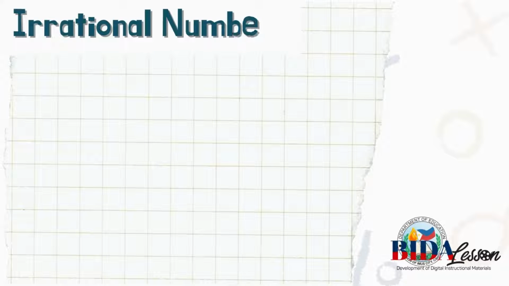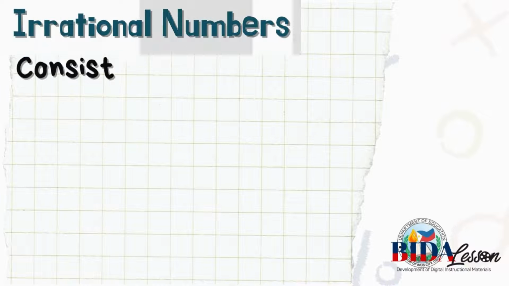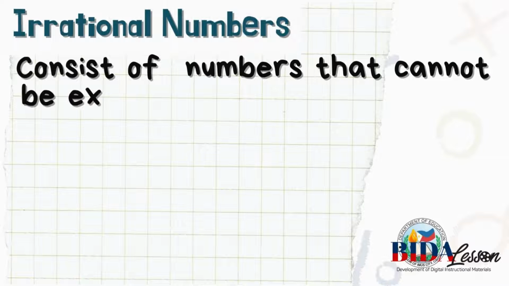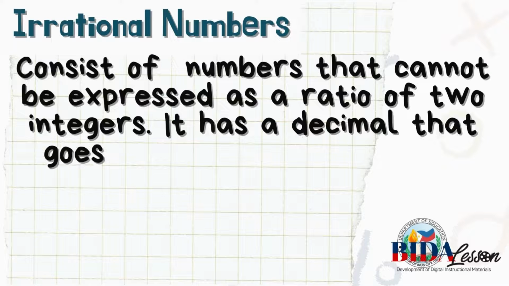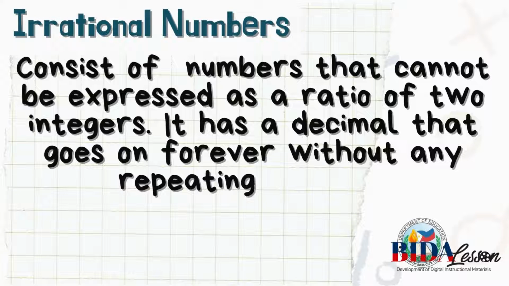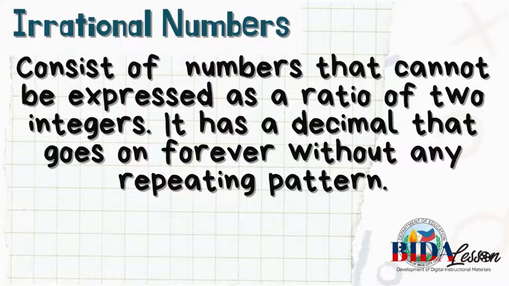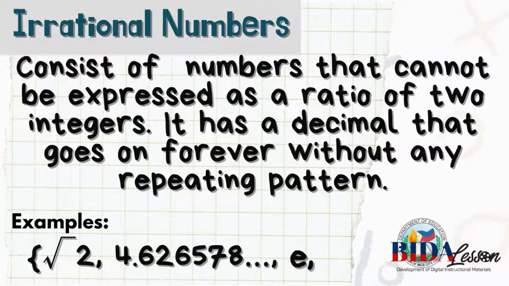Lastly, we have the set of irrational numbers. This subset includes numbers that cannot be expressed as a ratio of two integers. It has a decimal that goes on forever without any repeating pattern. Examples of irrational numbers are the square root of 2, 4.626578, and so on, the irrational number e, and pi.